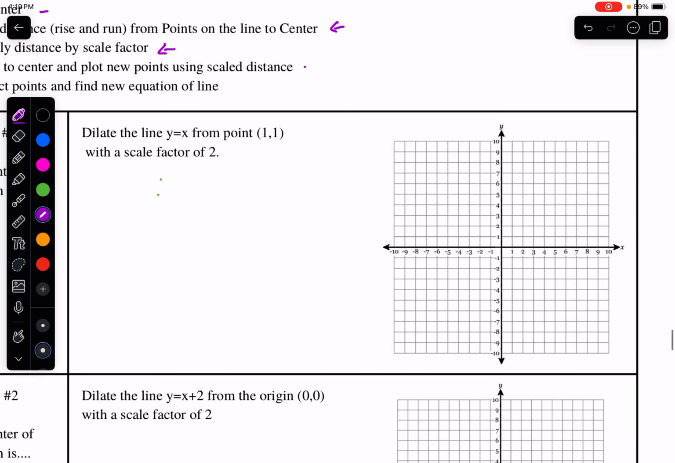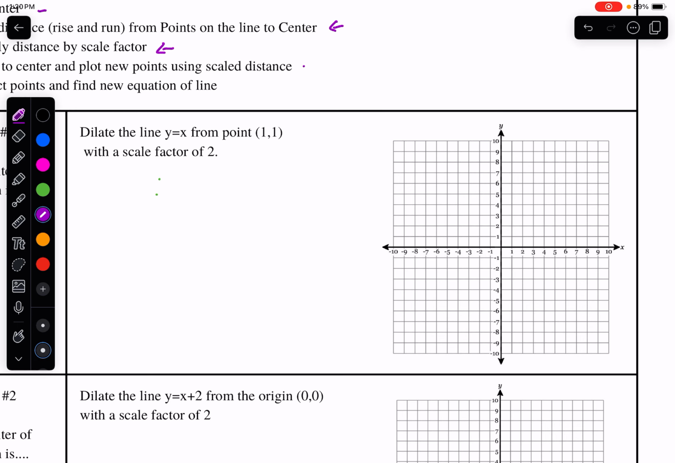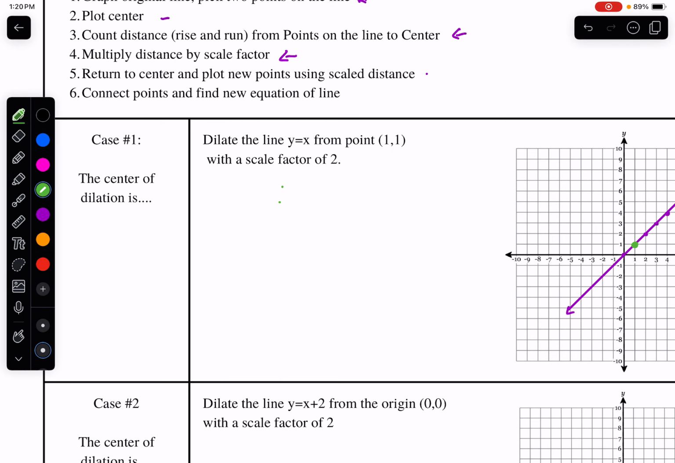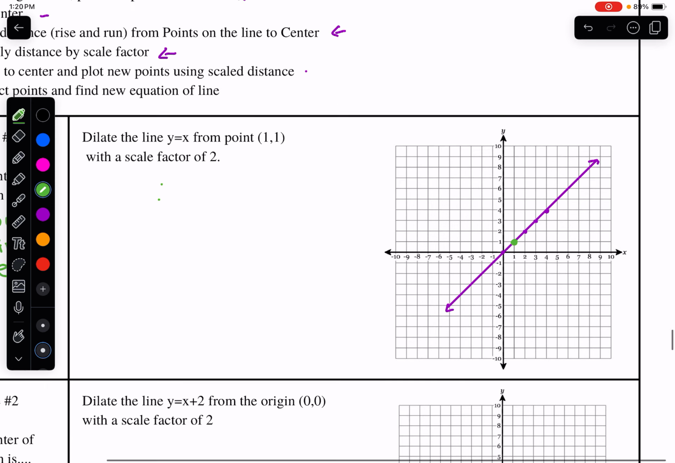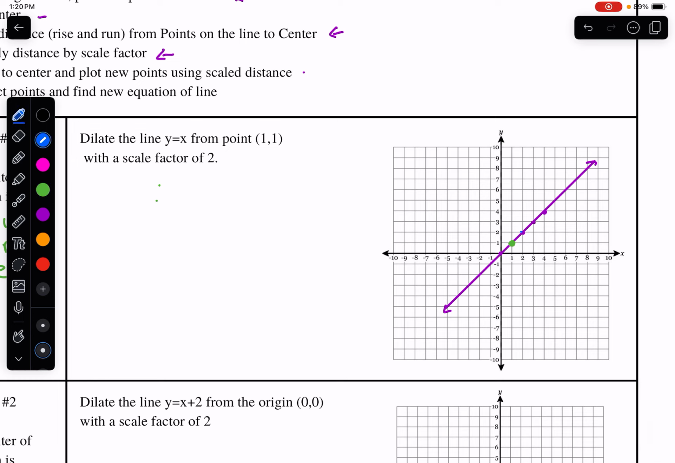So first, dilate the line y equals x from the point 1, 1 with a scale factor of 2. So first thing I'm going to do is I'm going to plot my line. So we're starting at 0, and we have a slope of 1. So here's my line. And now I'm going to plot my center. My center is at 1, 1. So what we can see, right, is that the center of dilation is currently on our original line.